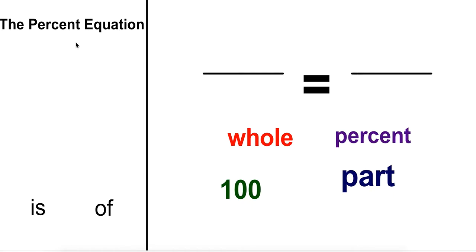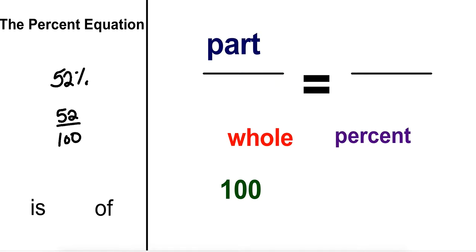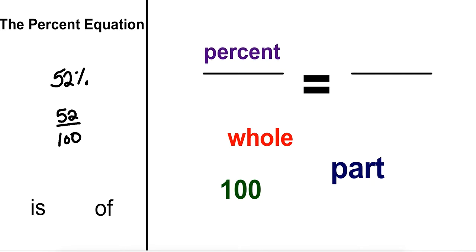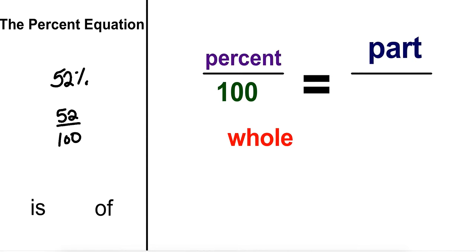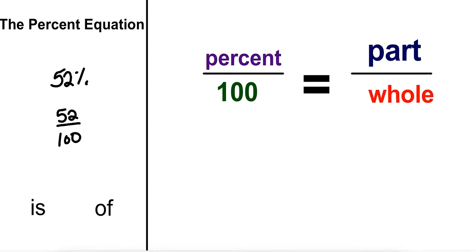When you look at a percent, percents like 52% really is the fraction 52 over 100, because 52 is the part of the percent. Okay, so if you take the percent and you put it over 100, so 52 over 100, 52 is really the part and 100 is the whole. So today we're going to deal with this proportion. It's known as the percent equation.